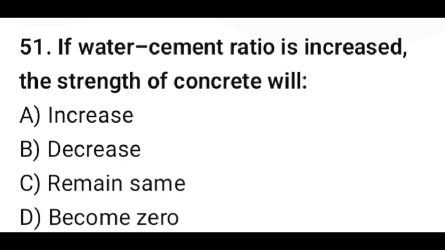Let's start. Our first question is, if water cement ratio is increased, then the strength of concrete will be: option A increase, option B decrease, option C remains same, option D become 0. So the right answer of this question is option B. If water cement ratio is increased, the strength will be decreased.